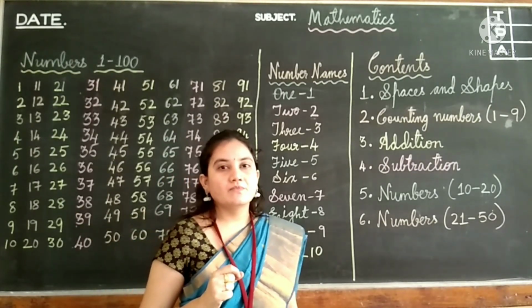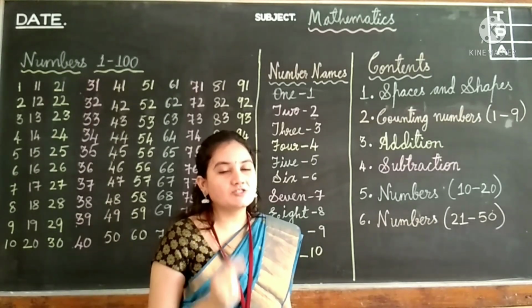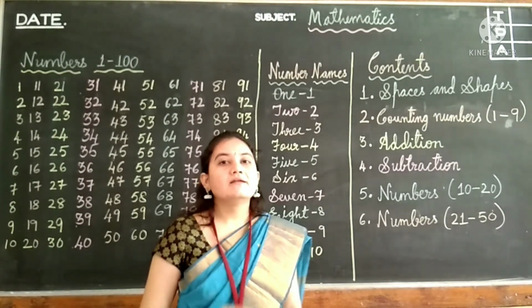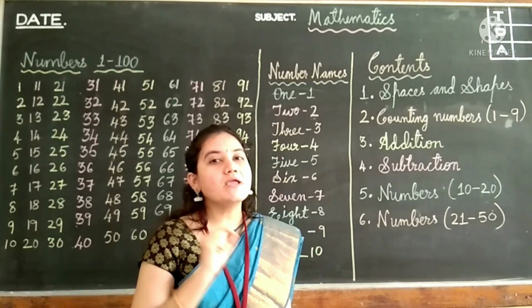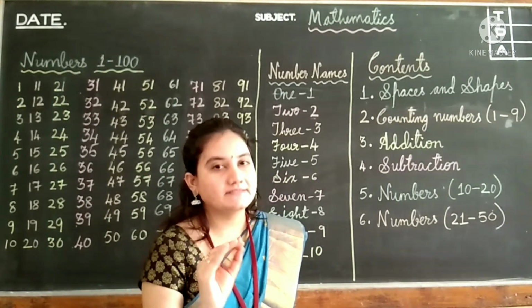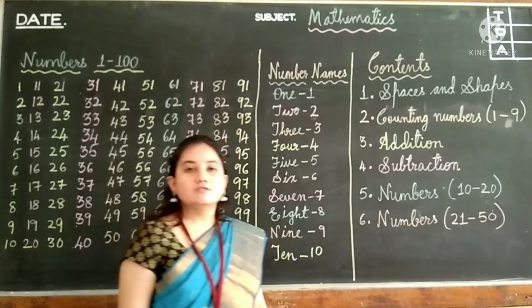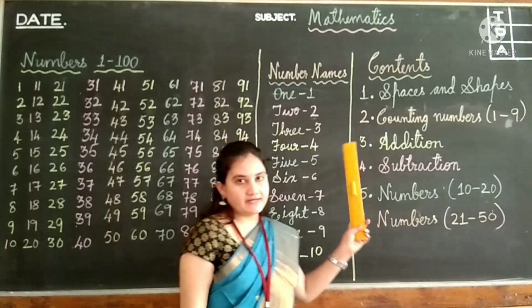Concepts. Which are the basic concepts today we learn, children? Numbers 1 to 100 and number names. O-N-E, 1, 2, T-E-N, 10. Okay, children? So now let us come to the contents, children.